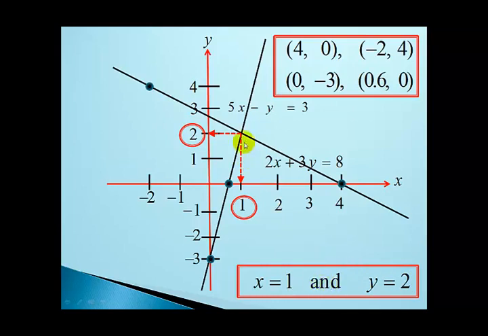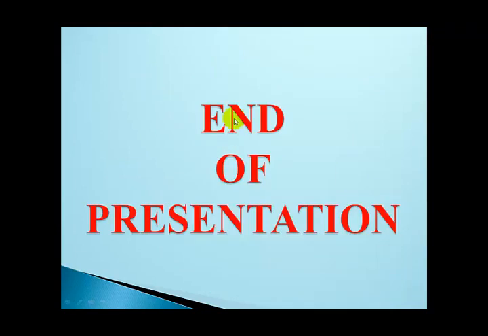That is what we do. That is, after drawing the two lines, you look for the point of intersection and trace it vertically downwards to the x-axis. That will give you the x-coordinate. Then you trace it horizontally to the y-axis, and that will give you the y-coordinate. So we have x equals 1 and y equals 2. This is the end of our presentation on simultaneous linear equations.